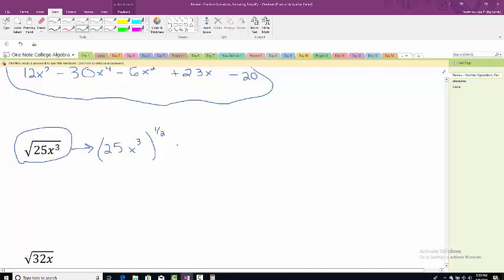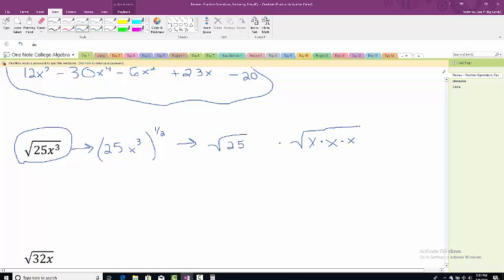So we're going to actually simplify it, so I'm going to bring it back to where it was. Only I'm going to break it up and put the square root of 25 times the square root of x to the 3rd, but instead of doing x to the 3rd, I'm just going to do x times x times x.